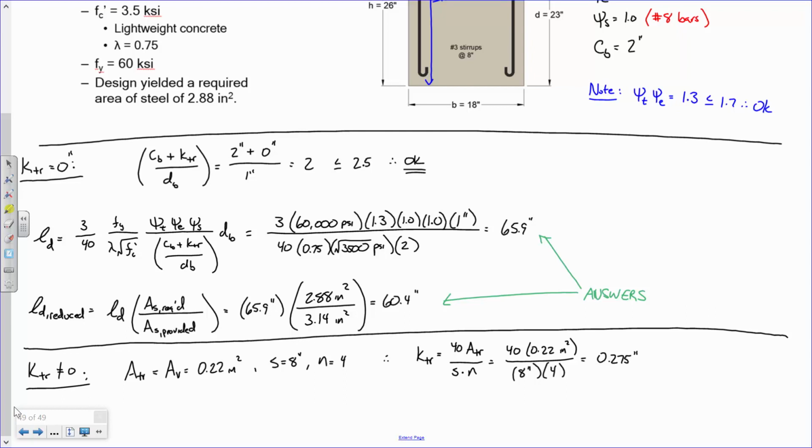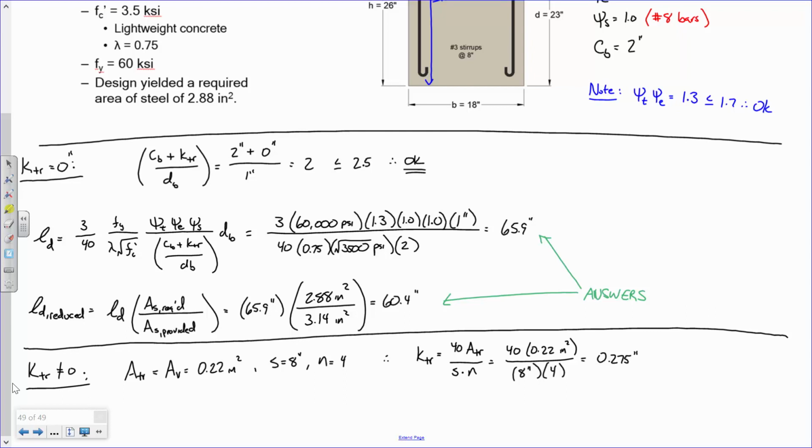Quick question, I feel like this should be simple. Where does the stirrup spacing of 8 inches come from? Yes, just to make a point.